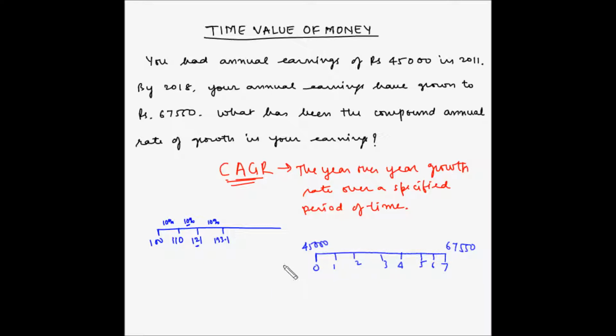So I generally use the formula for compound interest to calculate the CAGR because basically that is also compounding. So A is equal to P into (1 plus i) to the power n. So this is the final amount, this is the current amount, this is the rate of interest, and this is the tenure or the number of compounding periods. So here we have to find out i, what is the growth rate. So A is 67,550, P is 45,000 into (1 plus i) to the power n, n is 7.